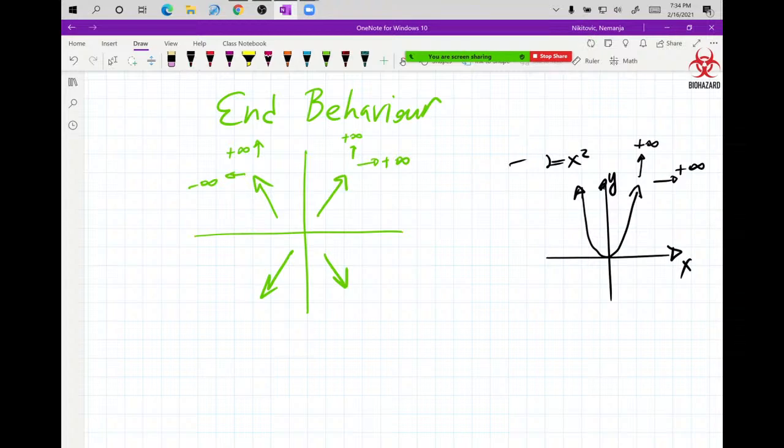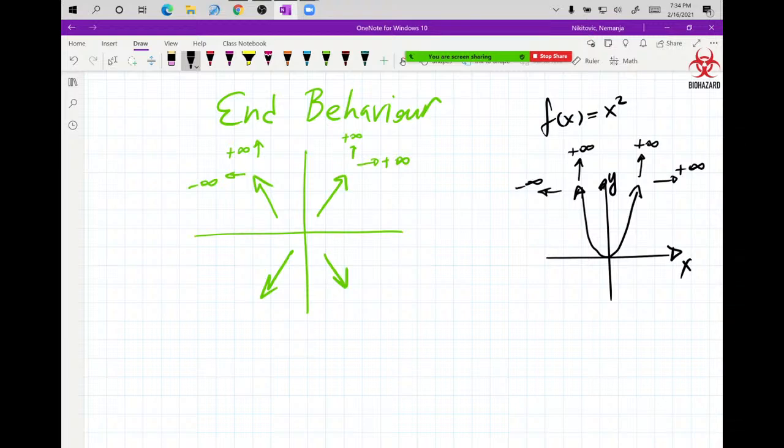On the other side, it goes forever up and forever to the left, right? So end behavior just shows you which way the function would go forever, right?